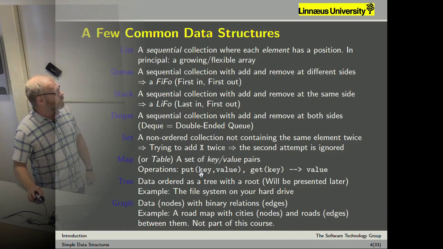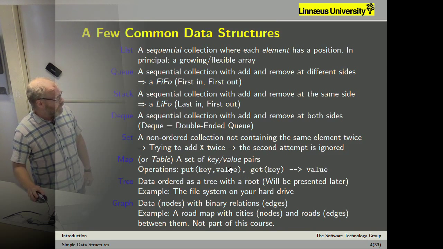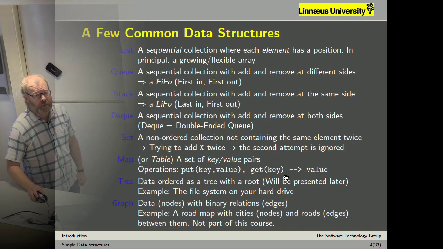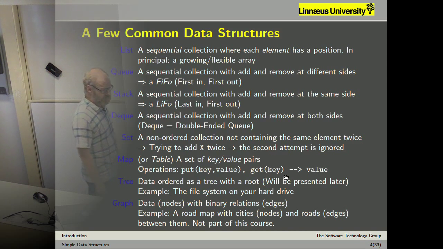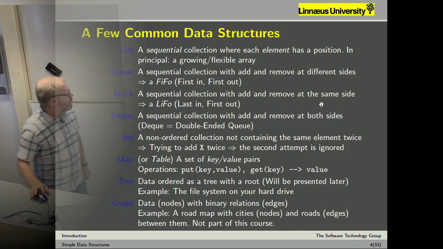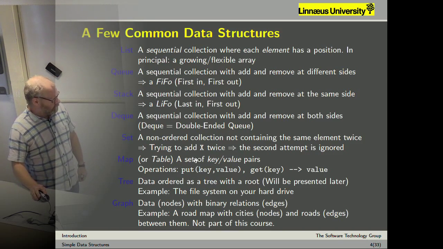One is called the key and the other one is called the value. It might be your name and your telephone number. So put means we are adding the pair, get means give me the corresponding value for the key. It's for looking up things. It's called a map or a table. It's to look up things.